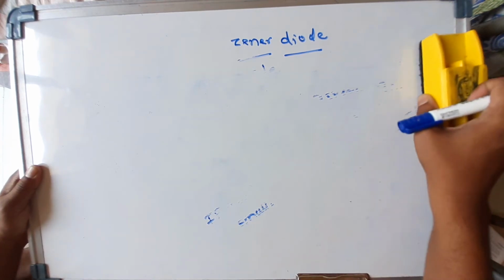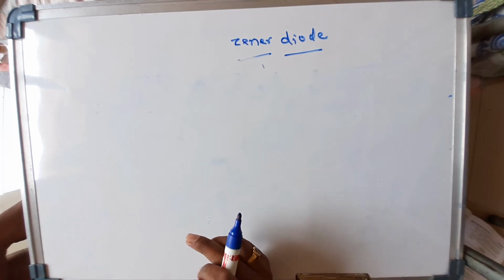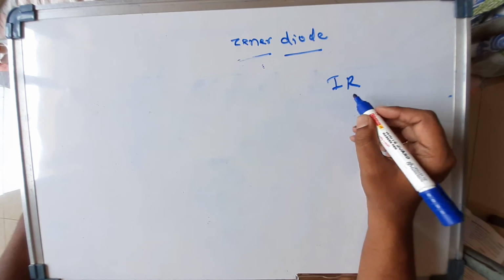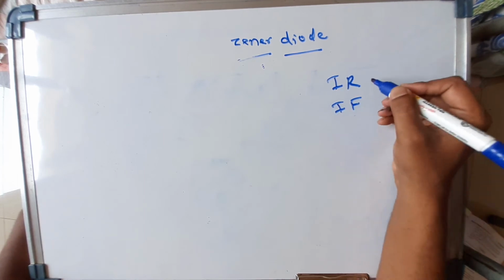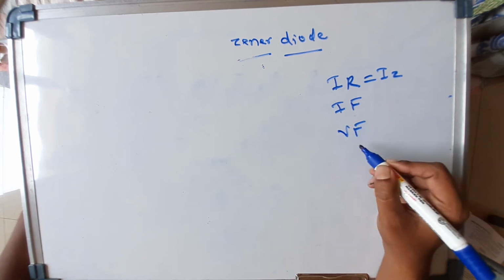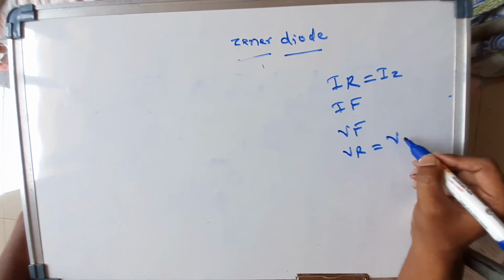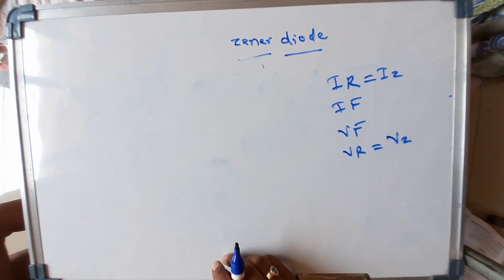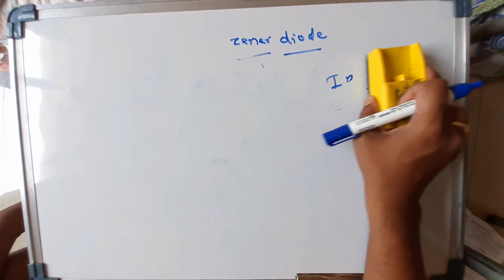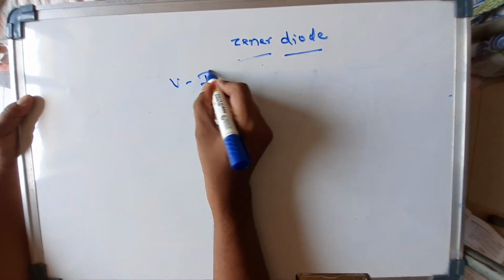Now we'll see what is the specification of Zener diode. First one is IR, reverse current, IF, forward current. Reverse current is equal to IZ, that is Zener current. Then VF, forward voltage, VR, reverse voltage. That reverse voltage is also called as a Zener voltage, VZ. Okay, these are the specification of which diode? Zener diodes.